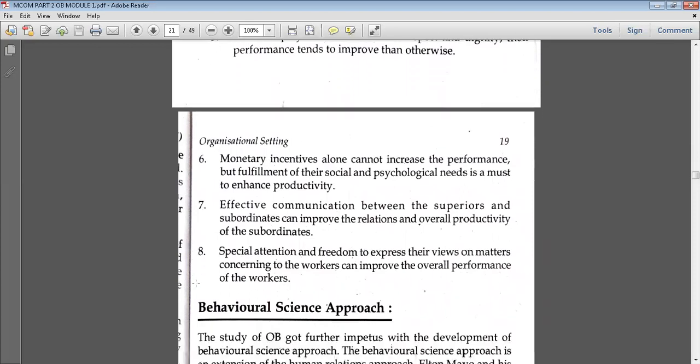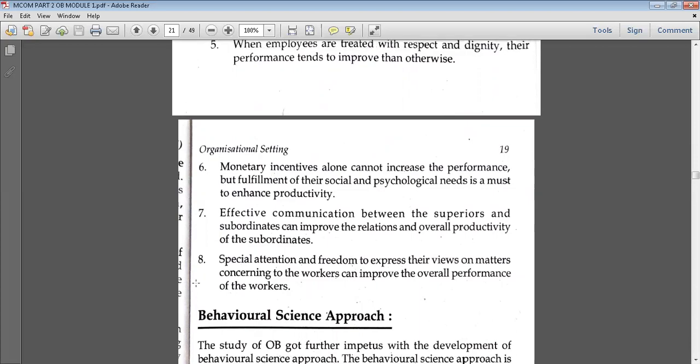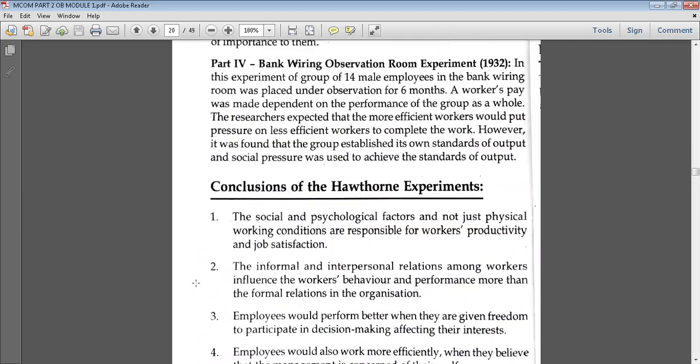Then there should be effective communication between superiors and subordinates in order to improve overall productivity. Special attention should be given. Freedom should be given to people to express their views on matters, especially those concerning the workers. That will definitely help in improving the overall performance of the workers. So we can see that these were the conclusions, the findings, after conducting the Hawthorne experiments.